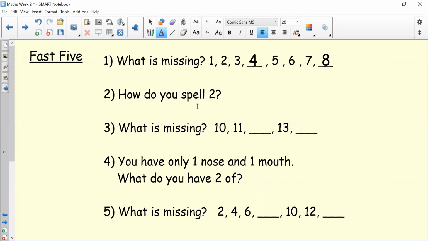Then number 2, how do you spell this? Hopefully you know that's the number 2, I'm sure you do. It's a tricky one to spell, isn't it? T-W-O.